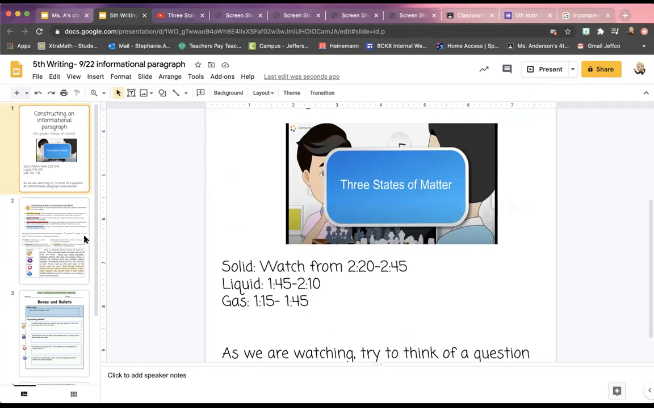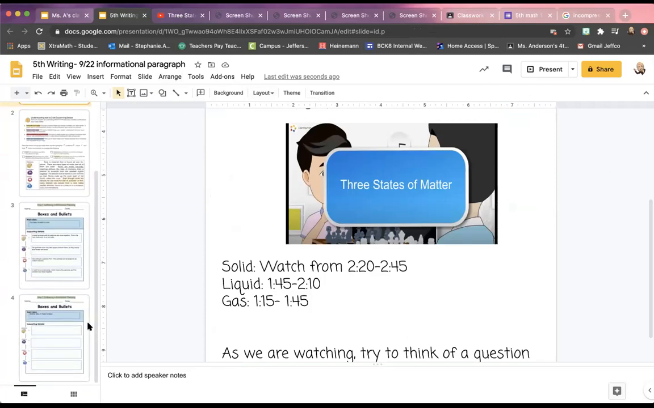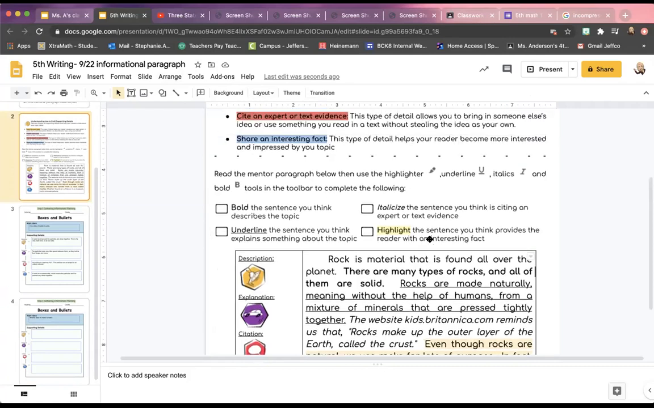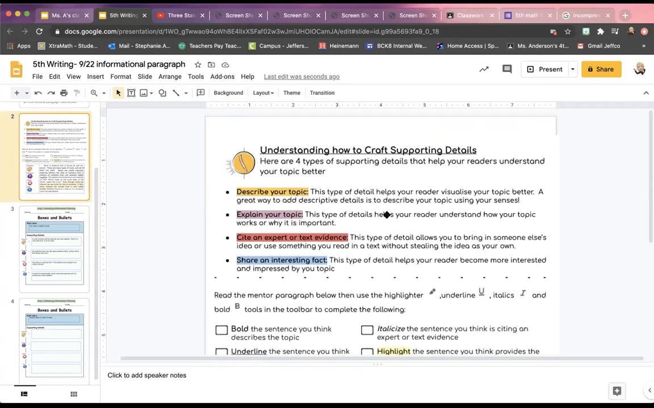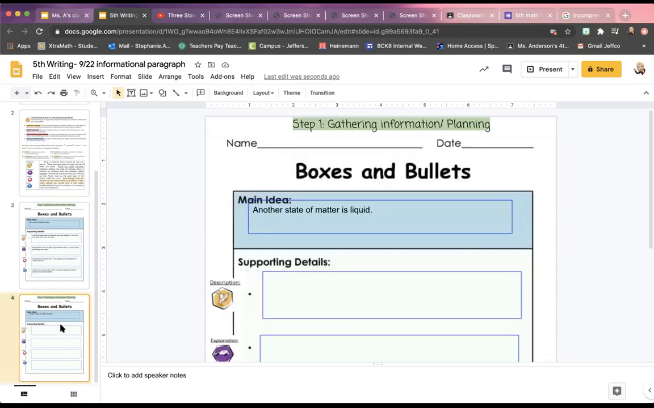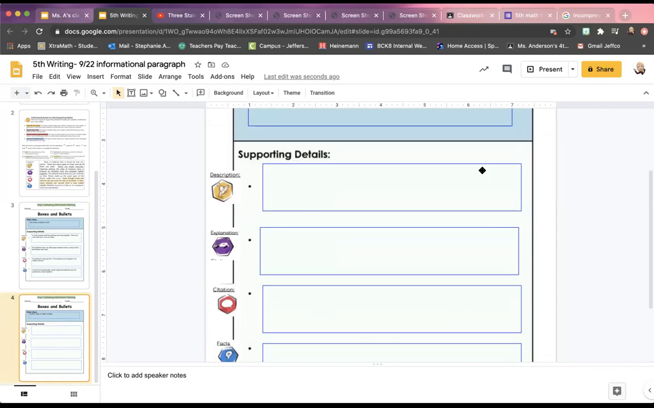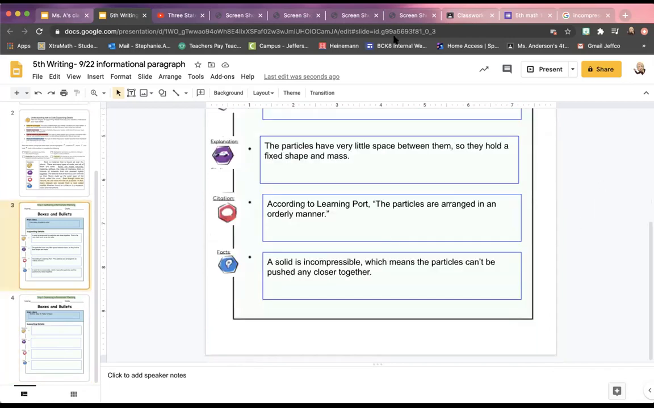You can go back and forth. You see how I went rewatch and rewatch, looking for better details. If you don't quite understand something, research it, look it up. But by the end of it, and you can keep going back here to our example, you need one supporting detail that helps your reader visualize the liquid. You need to explain what it is. I'd explain the molecules or particles in a liquid. You need one quote from the video and one interesting fact. So we're going to get all of this evidence put together today. And then tomorrow we're going to write a very, very awesome informational paragraph on liquids.